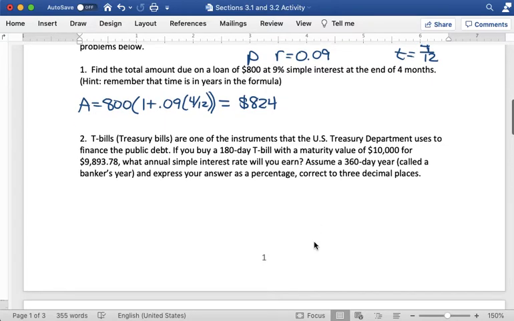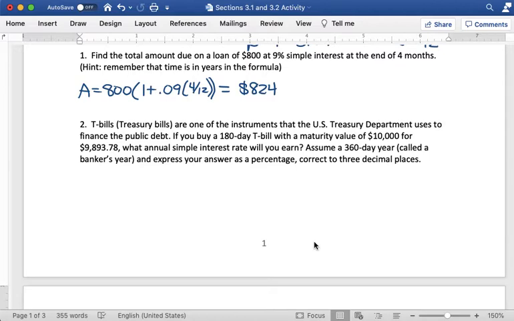So for the second question, we have T-bills. They're used by the U.S. Treasury Department to finance the public debt. If you buy a 180-day T-bill with a maturity value of $10,000 for $9,893.78, what annual simple interest rate will you earn? Assume a 360-day year called a banker's year and express your answer as a percentage correct to 3 decimal places.